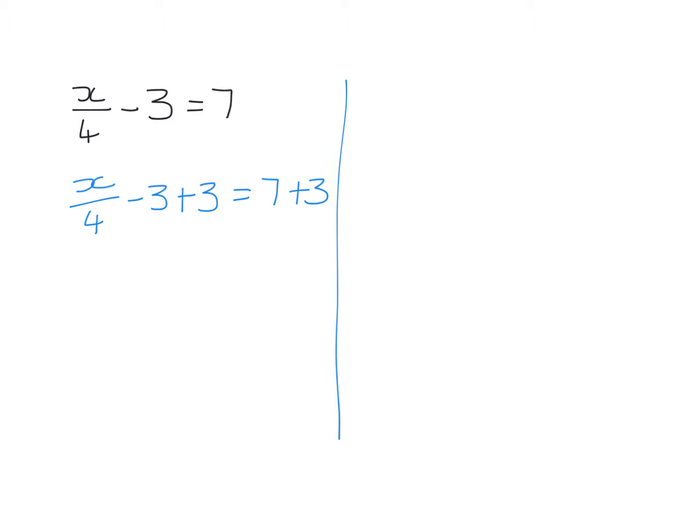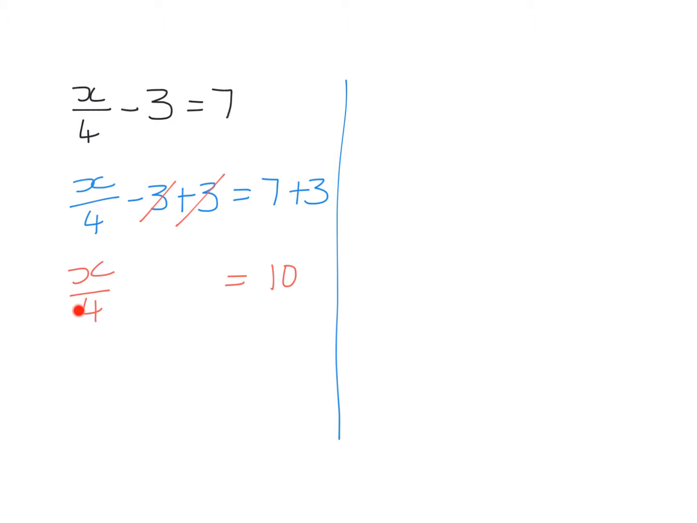What I've done to my left hand side I need to do to my right hand side. So I've now gotten rid of the 3. I can cancel those two out. So I've now got x over 4 equals 7 add 3 is 10.